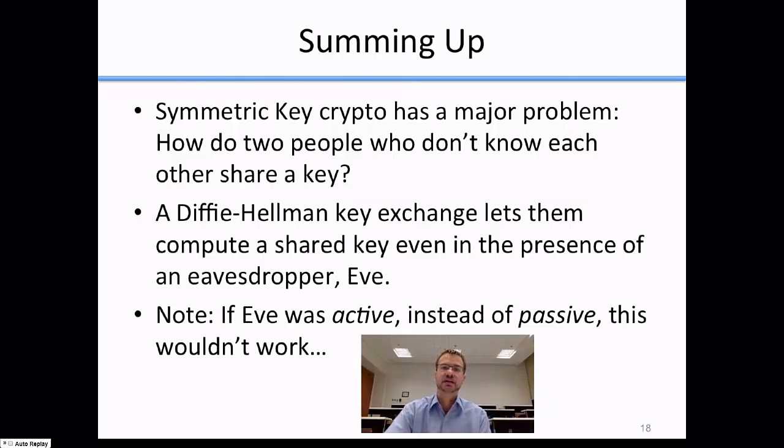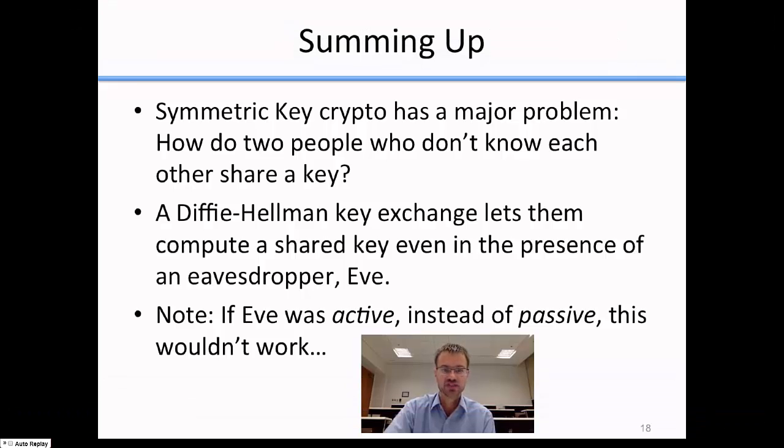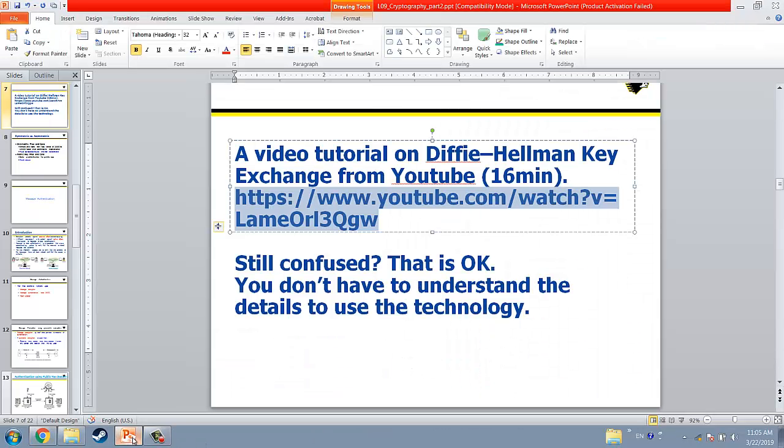Okay, so summing up. Symmetric key crypto has a major problem. And that problem is, how do two people who don't know each other share a key? People who've never communicated before. A Diffie-Hellman key exchange lets them compute a shared key even in the presence of an eavesdropper, Eve. And I want to note that if Eve was active instead of passive, so if Eve was not a passive attacker who just watched, but she was an active attacker who manipulated messages, this wouldn't work. And we're going to try to do an in-class exercise that demonstrates that. So that's all for now. Okay, that's for this algorithm.